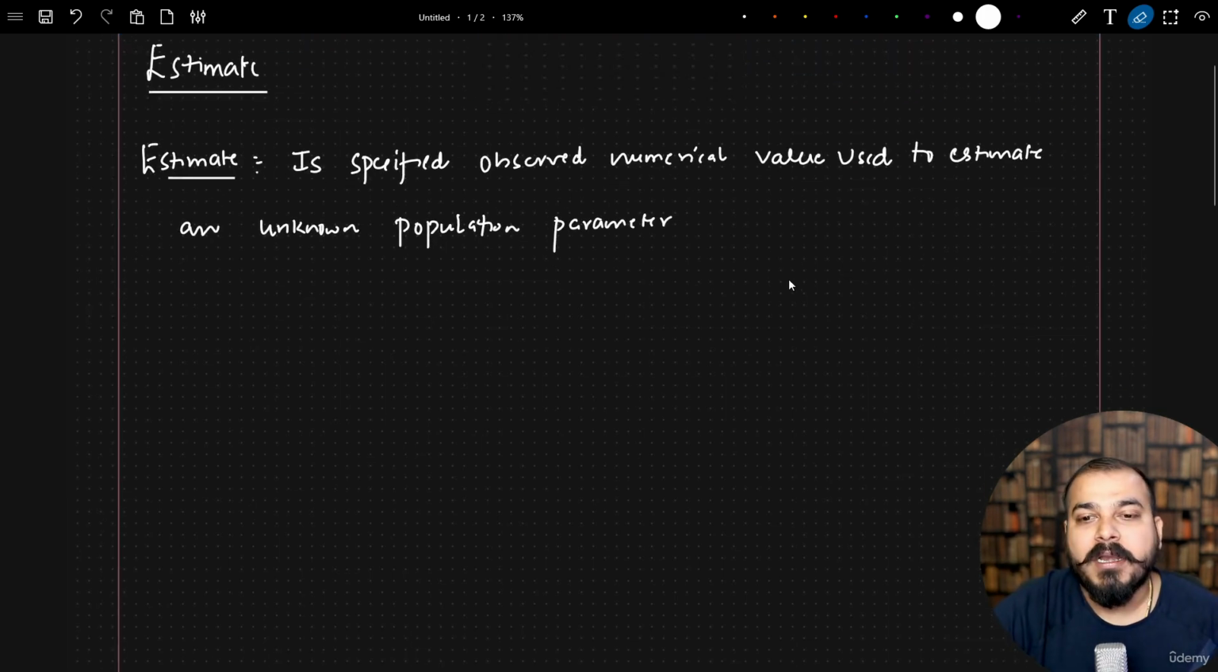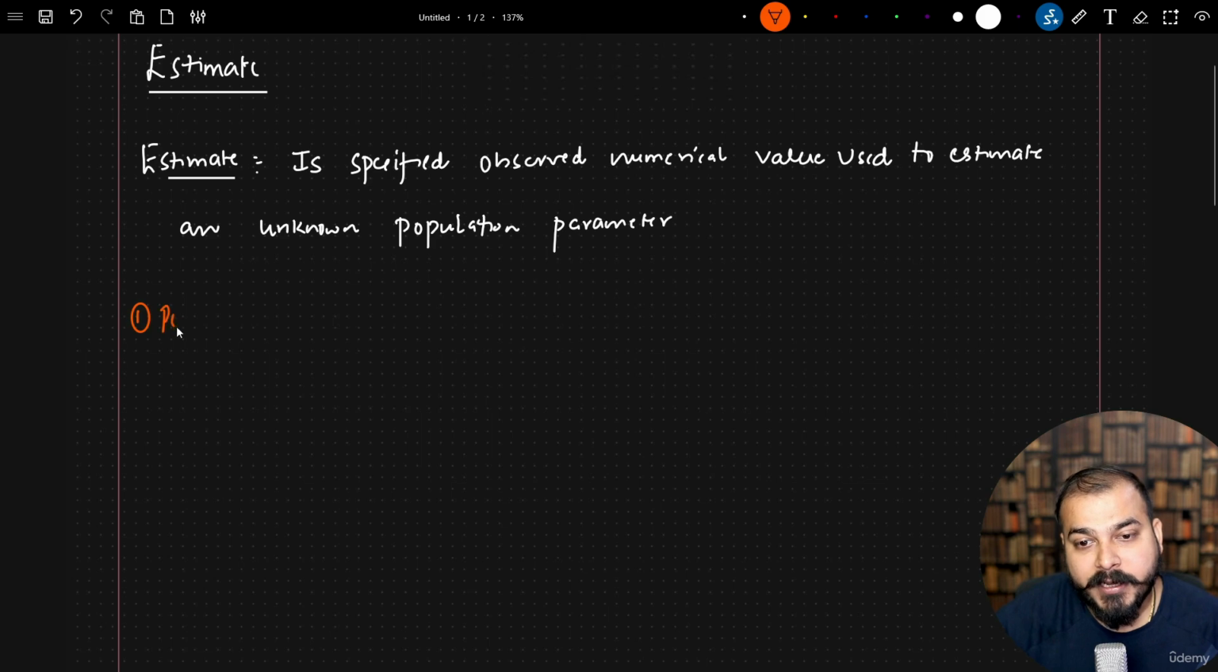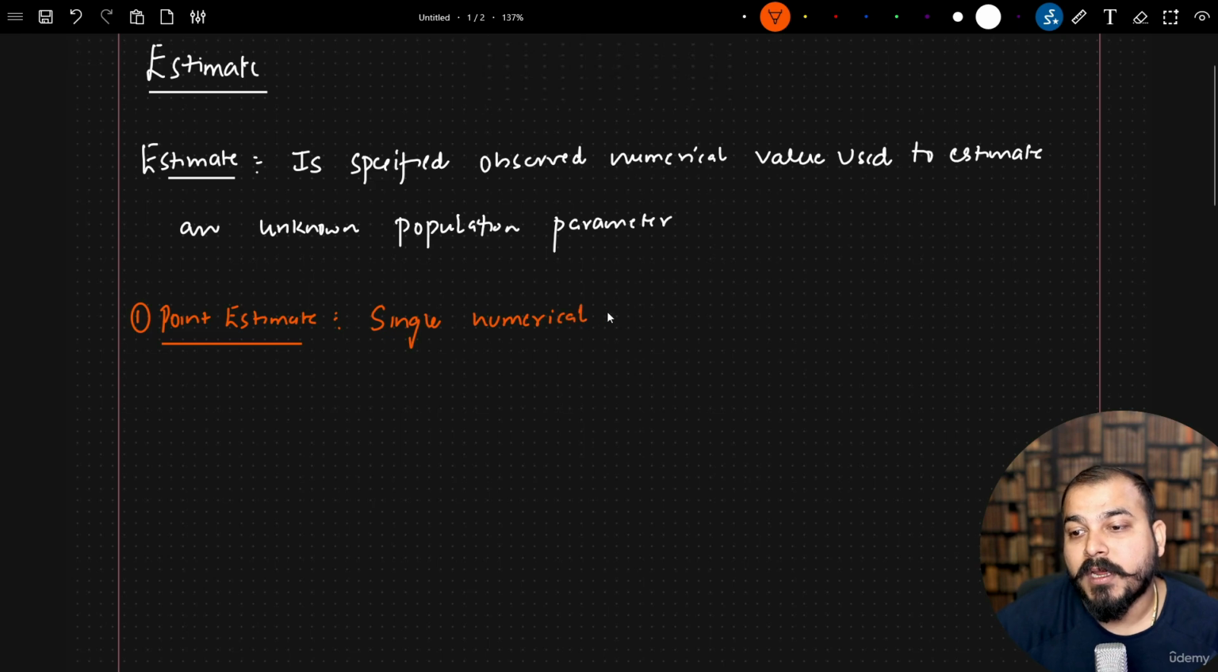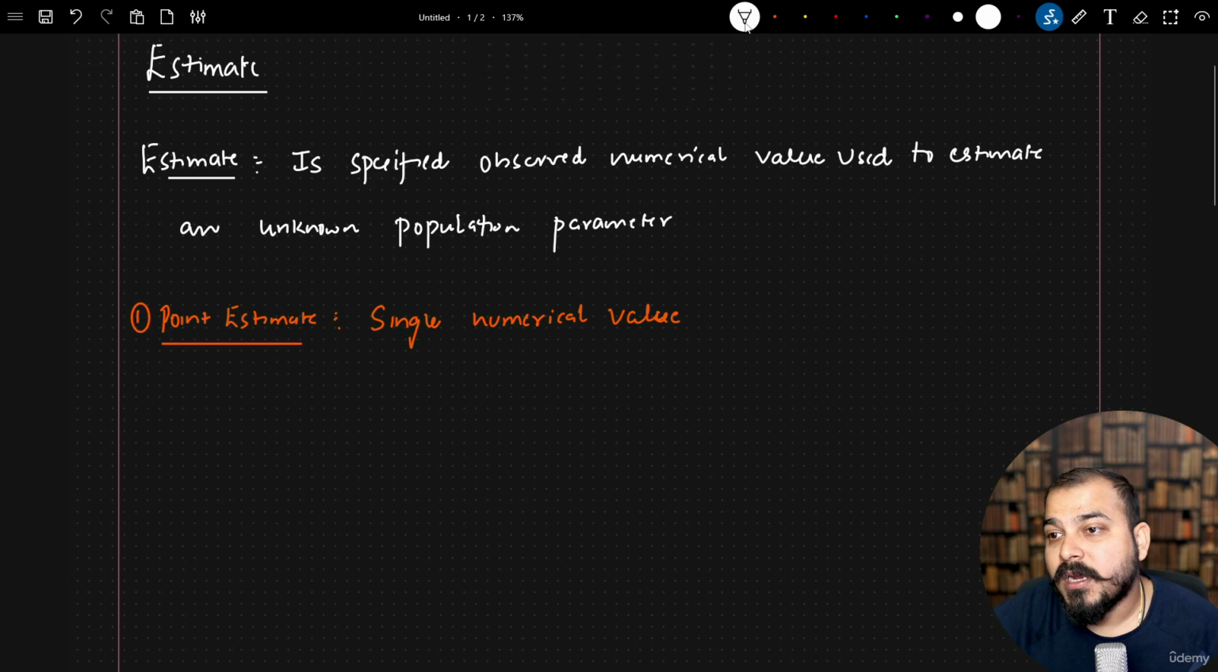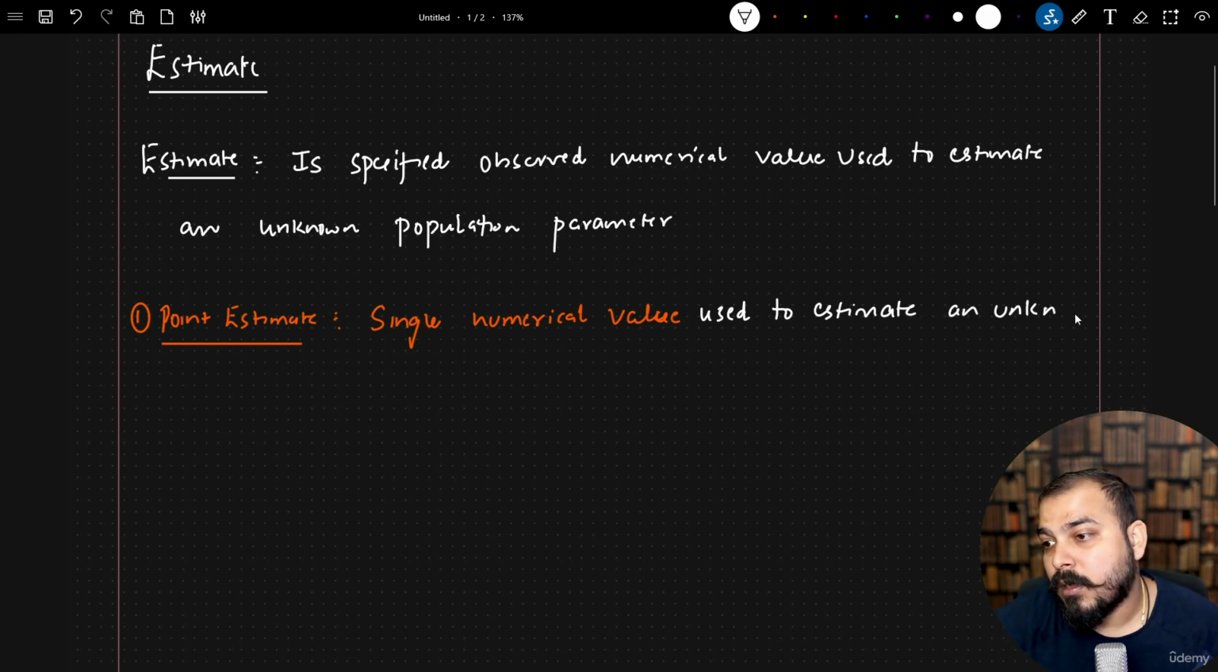Now if I take different types of estimate, the first type is specifically called point estimate. A point estimate is specifically a single numerical value. I'm going to write the definition, and I'm going to make you understand it also. It is a single numerical value used to estimate an unknown population parameter.